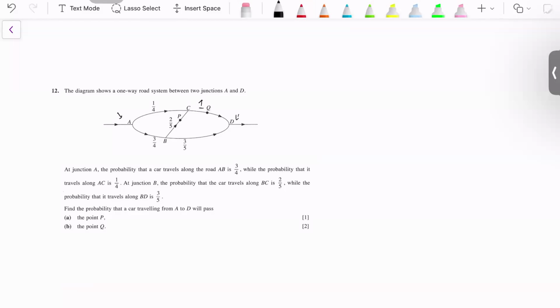In order for a car traveling from A to D to pass through P, first you must travel from A to B, followed by B to C, and C to D. So in order for it to pass through P, it must go through this path. The probability of it going AB is 3/4, the probability of it going BC is 2/5, and lastly, the probability of it going CD is 1. So that itself is our solution, which is the probability of 3/10.